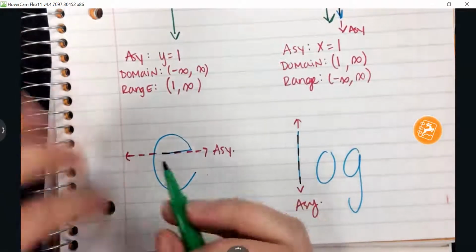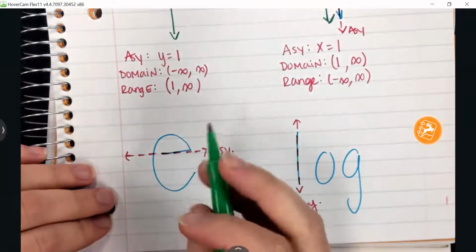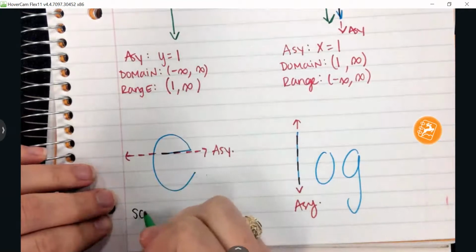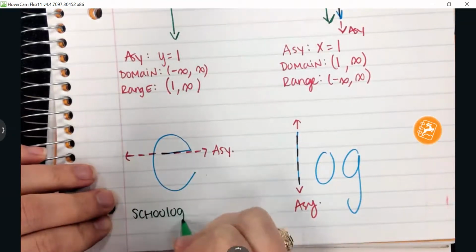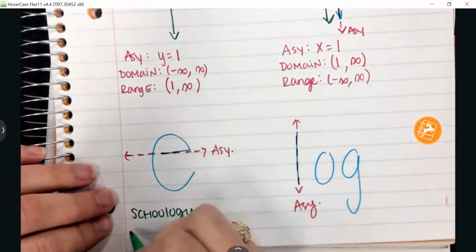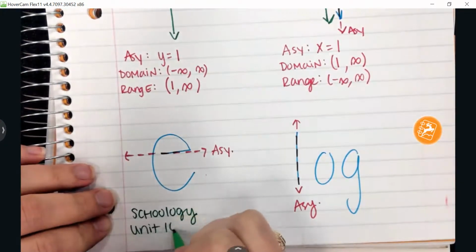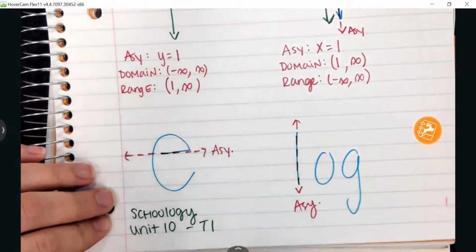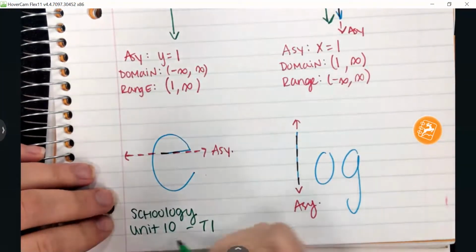So, number one, in your tablet, you will be in Schoology. Everybody today is on their tablet. Under Unit 10 Practice, Topic 1, it's the very first thing. It's a link. It's not a worksheet.